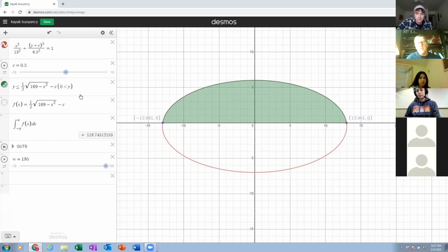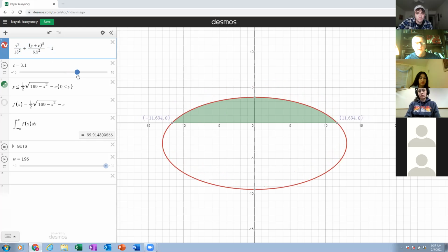So I made this particular Desmos so that I can grade yours. I know yours is right because I just checked it against mine. Now, all you have to do is say, okay, here's my equation up here. That's everybody's equation. Why is that everybody's equation? Well, because the 13 represents how wide the kayak is and the 6.5 represents how tall it is. The only question, C, is how deeply does it sink in the water?